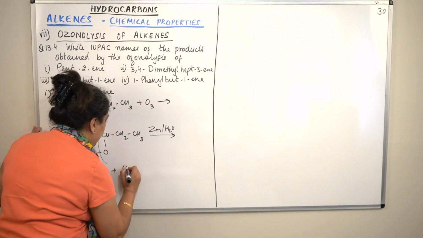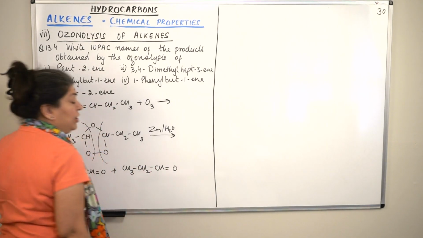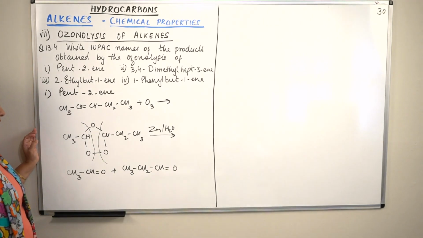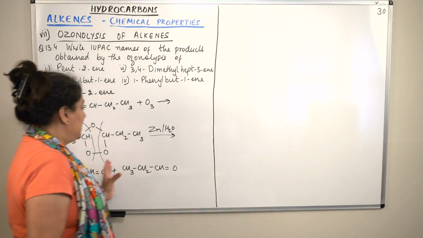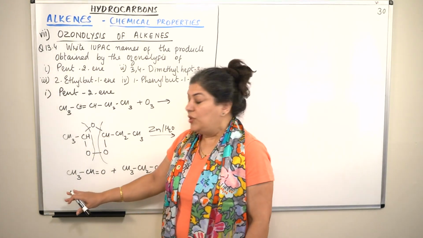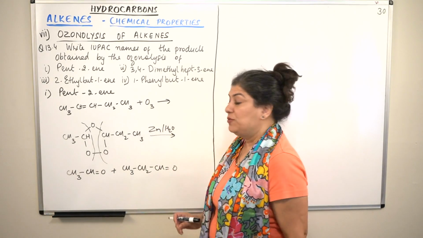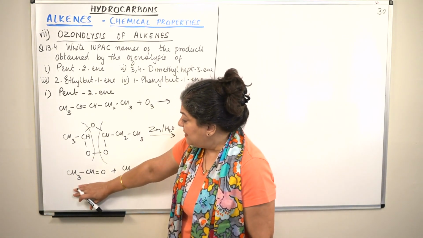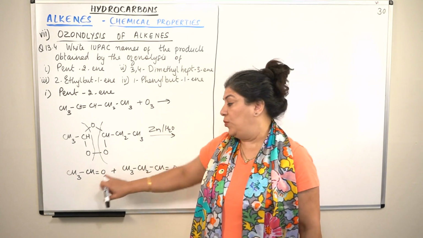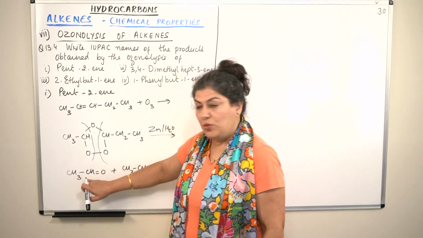So you write CH3, CH2, CH double bond O, right? So now what are the IUPAC names of these products that you get? So now you'll get these two products, and let us name these, give the IUPAC names to these products. This is CH3CHO. And what is CHO? CHO is an aldehyde. And there are two carbons in it.